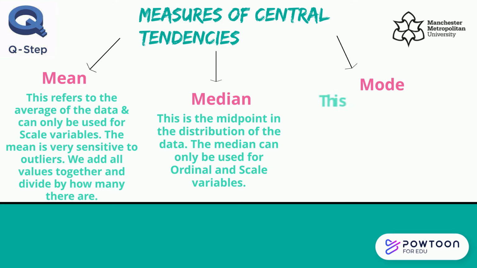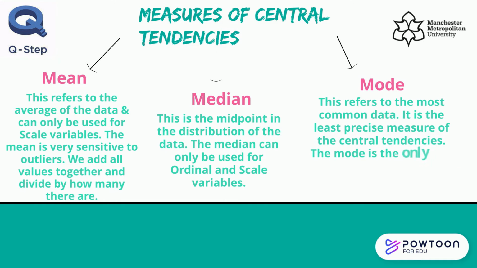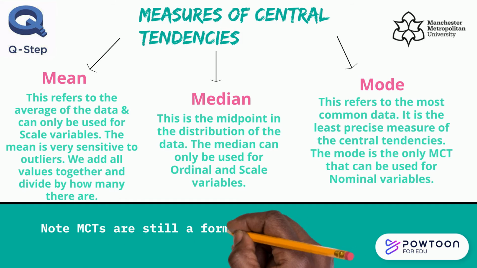Then we have the mode, which refers to the most common data. This is the least precise measure of the central tendencies, and the mode is actually the only MCT that can be used for nominal variables.